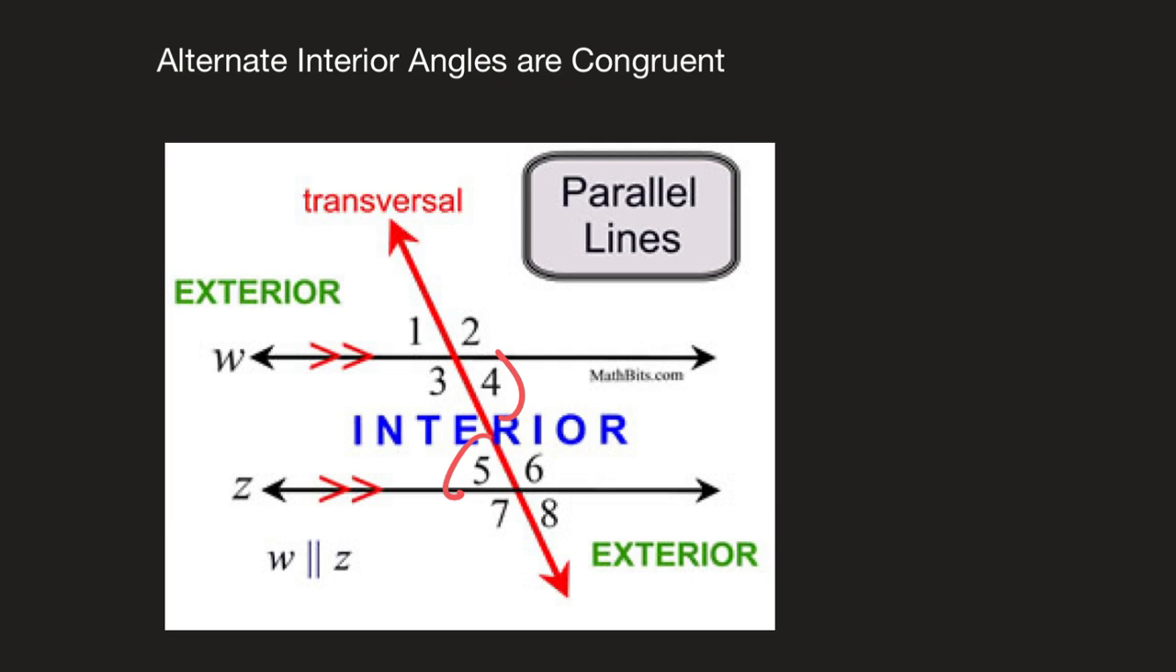Alternate interior angles are congruent. They should have the same measure. They should have the same shape. Angles 3 and 6 are also alternate interior angles. Okay? Everybody okay with that? So lots of lingo here.